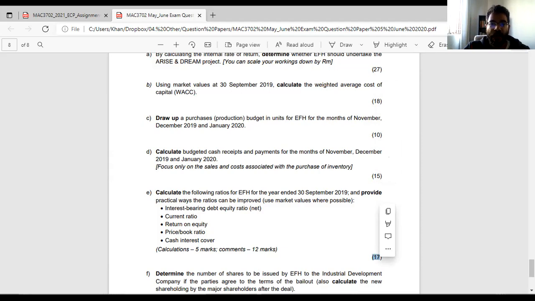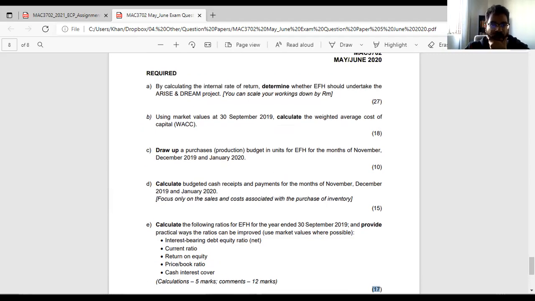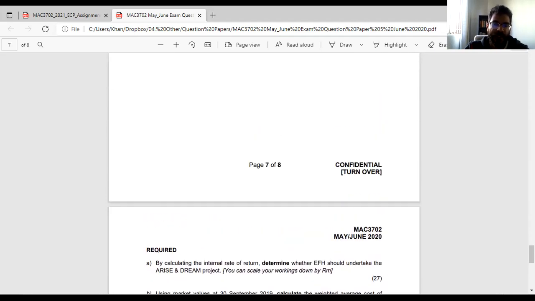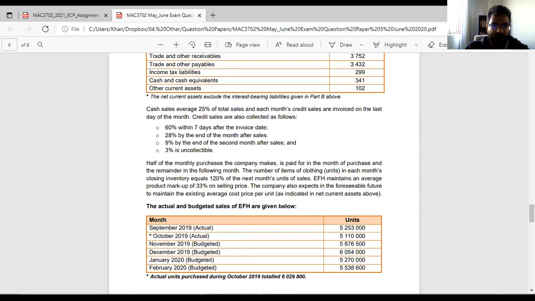So don't think you're working too little. Just make sure you know what you are doing. You have a plan. You can see the questions that you are covering. So here we say calculate the weighted average cost of capital using WACC at 30 September 2019. So let's have a look at it.